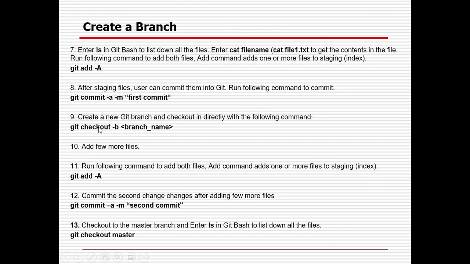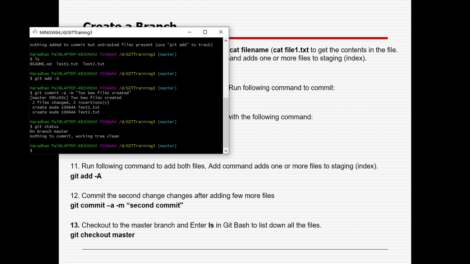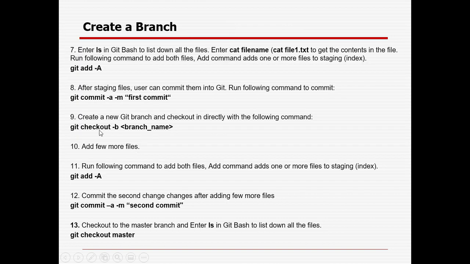Then I can create a new branch here. With the command git checkout -b and the branch name, I can create a branch and check out to the branch directly. Now we are here in the master branch, so I will be creating a branch and checking out. Git checkout -b.